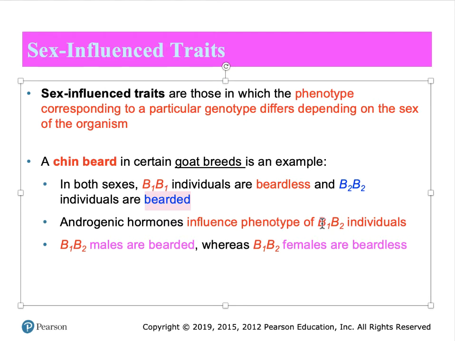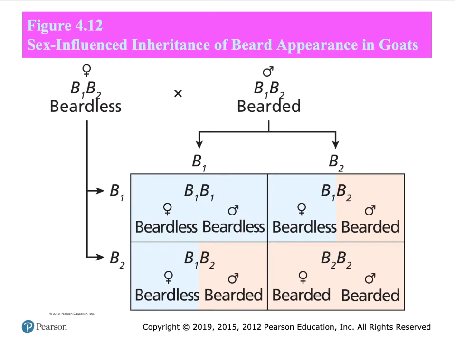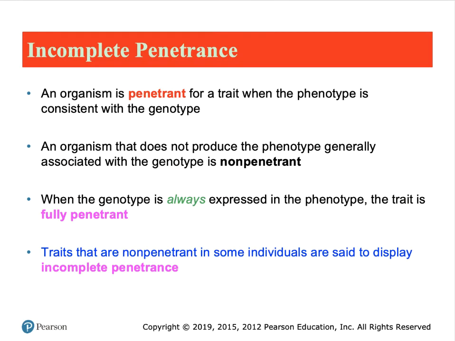But in the case of the heterozygous condition, that depends. So if the heterozygous individual is a male, he will have a beard. If she is a female, then she will not be bearded. She'll be beardless. Therefore, the heterozygous condition is different among the two sexes. Figure 4.12 shows us the genetics of a cross between a beardless female and a bearded male. Thus, depending on which sex chromosome also accompanies this particular gene, the result will be a differentiation in the sexes in these two boxes.